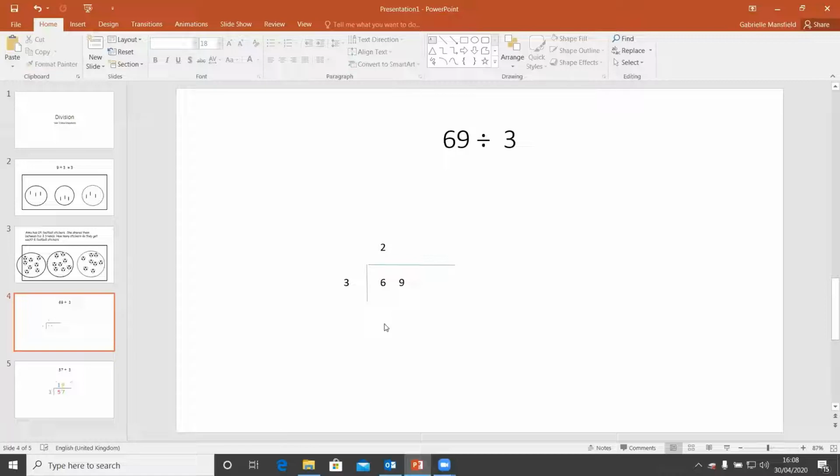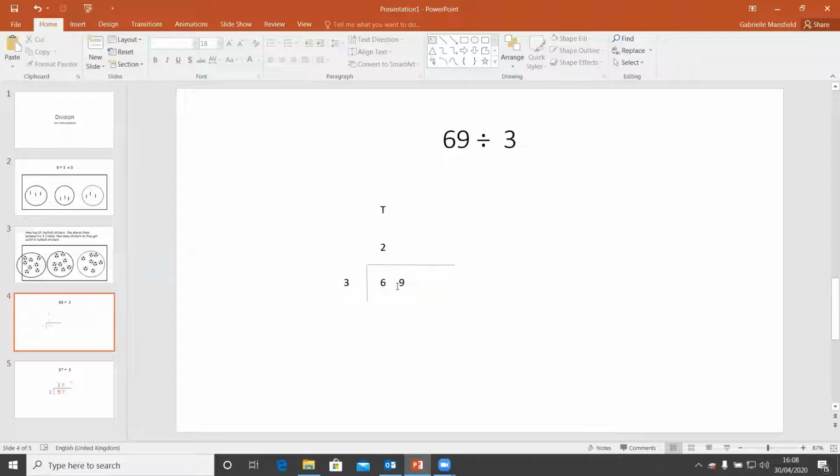Now, because we know a lot about place value, we know that this is actually our tens column, because this number is 60, which means that this number is actually 20. But to solve this quicker and easier, we look at it going 3 into 6.